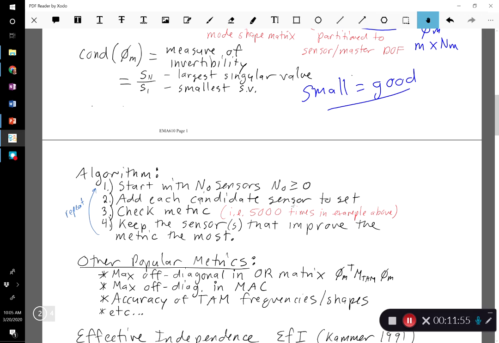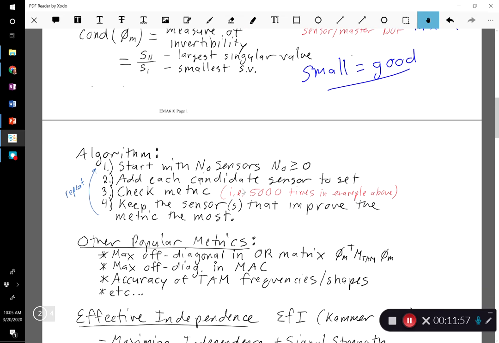So here, the number of calculations you have to do, if you have 5,000 candidates, you still have to check this metric 5,000 times, but then you do that 5,000 times for at most 600 sensors. And so it's a reasonable number. You can do a calculation like this in minutes on a computer.